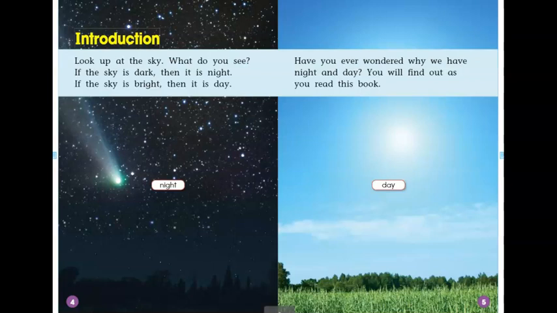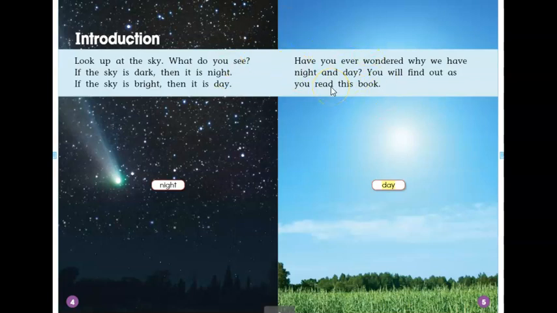Introduction. Look up at the sky. What do you see? If the sky is dark, then it is night. If the sky is bright, then it is day. Have you ever wondered why we have night and day? You will find out as you read this book. Night. Day.